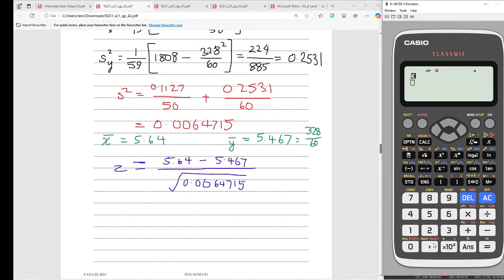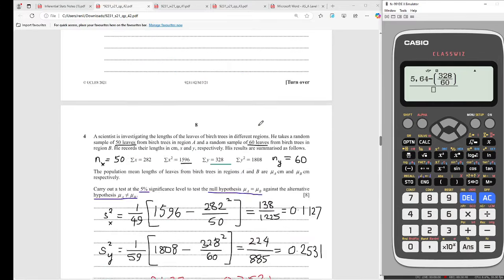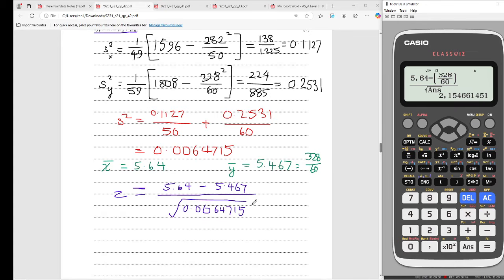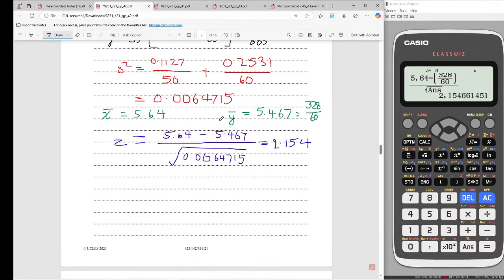So we have 5.64 minus 328/60. I'll just double check whether that's the mean or not. So yeah, that is. And we divide that by the root of the answer that we've calculated, and we get 2.154. Okay, that's your test statistic.